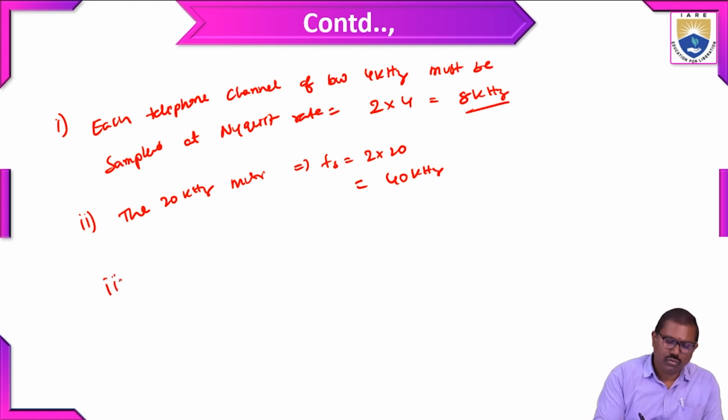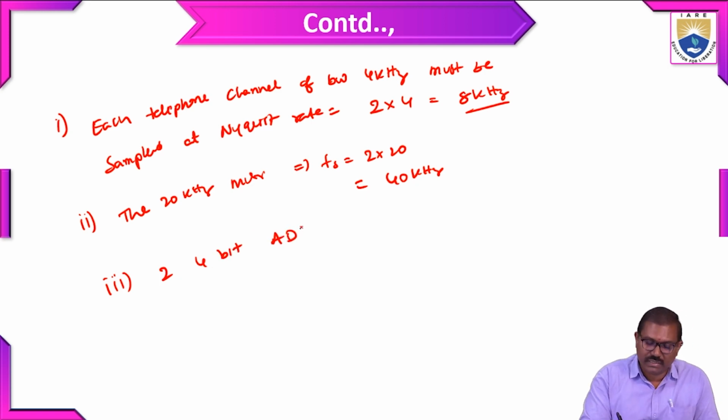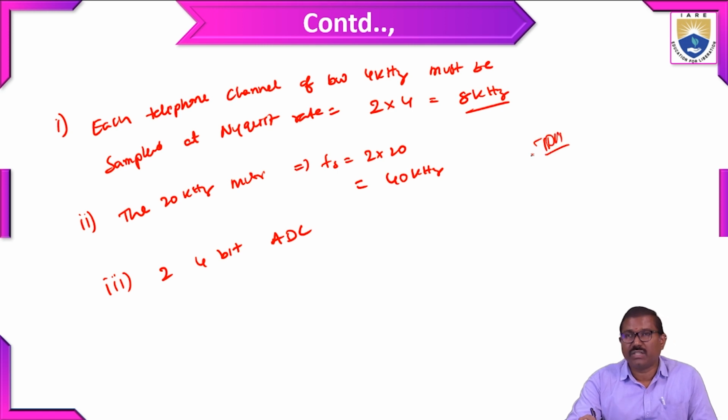2 to 4 bit AD converters, ADC, analog to digital converters, give the equivalent digital signal. Why? This is TDM. TDM is time division multiplexing, used for digital signals. Here the telephone channels and music channel are in analog form, so we convert this analog into digital form. So here ADC converters are required.